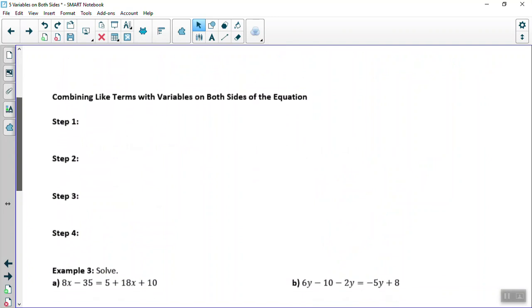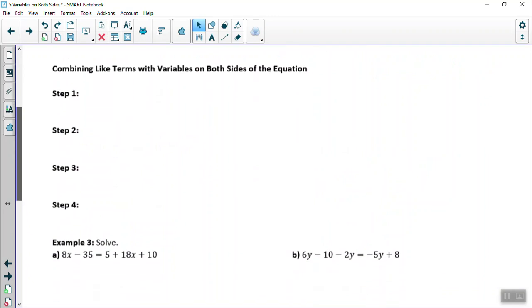All right, so let's add on to it once again. So this time, we're going to look at combining like terms first. So remember that idea of simplifying means that we have to distribute and then combine like terms. So we've done a couple where we had to distribute. Now we're going to do a couple where we have to combine like terms first. And then at the end, we'll put it all together.